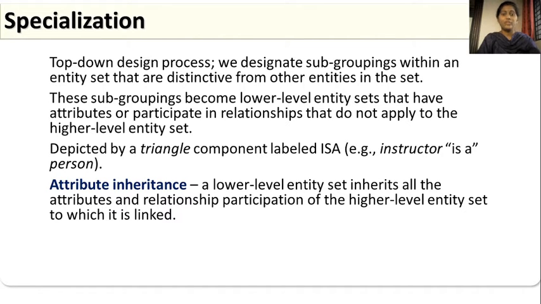Specialization. It's a top-down design process. We designate subgroupings within an entity set that are distinctive from other entities in the set. These subgroupings become lower level entity sets that have attributes or participate in relationships that do not apply to the higher level entity set, depicted by a triangle component labeled ISA, that is, instructor ISA person.